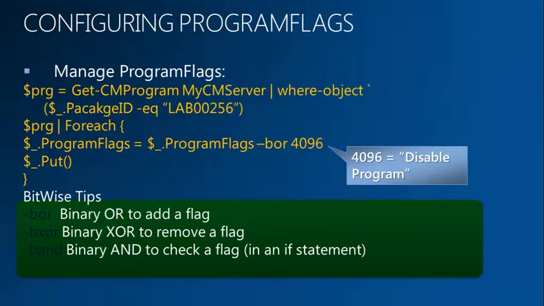All right, so let me just hit a couple more clicks to show the rest of this information. So you got to use bitwise operators to actually set these flags. Now you'll find these in advertisement flags, package flags, program flags. Pretty much anything that says flags on the end of it, you're probably going to have to do some binary magic. And in the demo, we'll show this a little bit better than what you see here. But basically, when you want to enable a flag, you use a binary OR. That's the -BOR in PowerShell. When you want to remove a flag, you use a binary XOR. When you just want to check it in an if statement, that's when you use the binary AND. And you'll see some examples as we go through this.